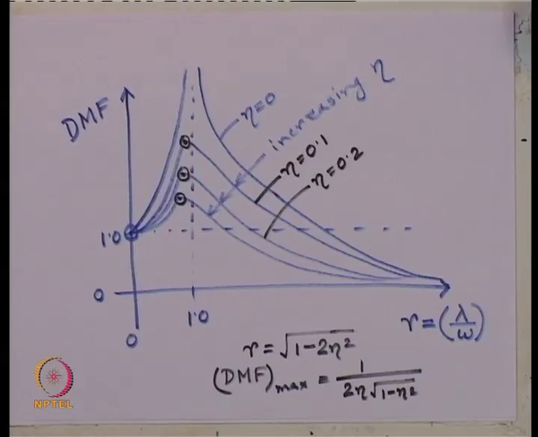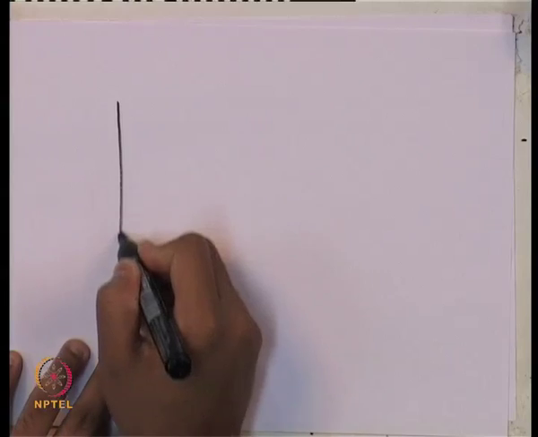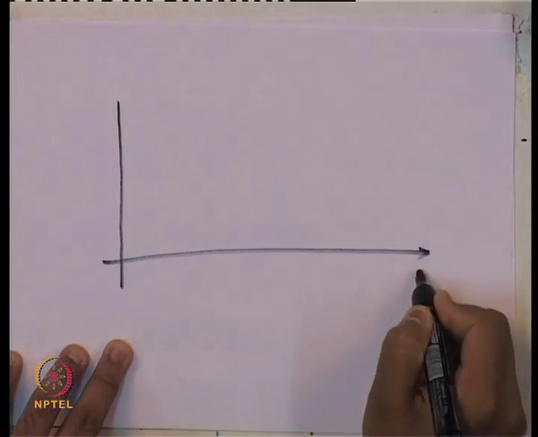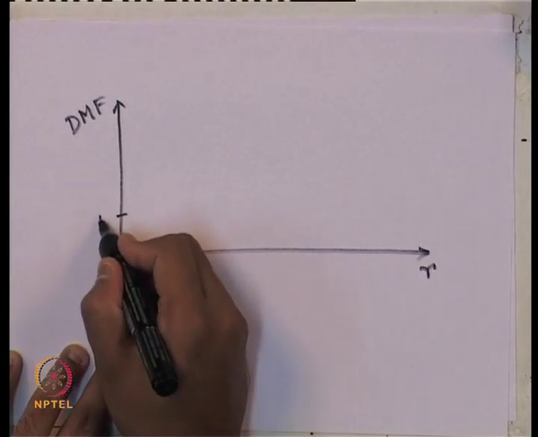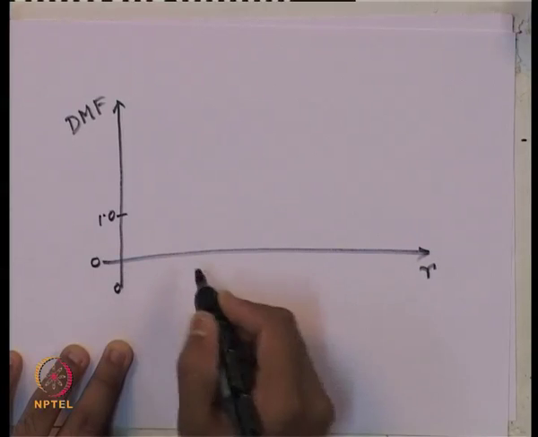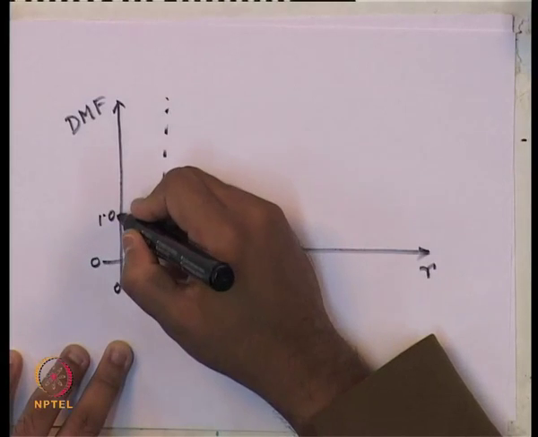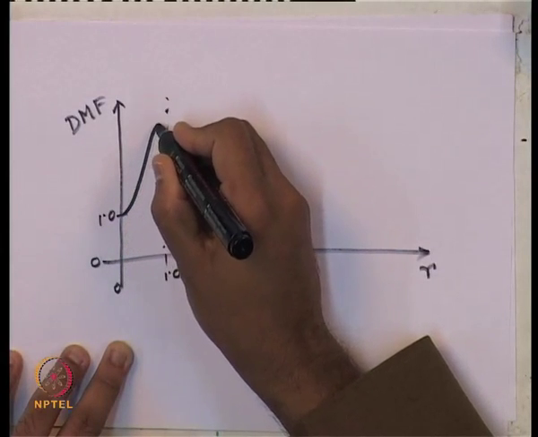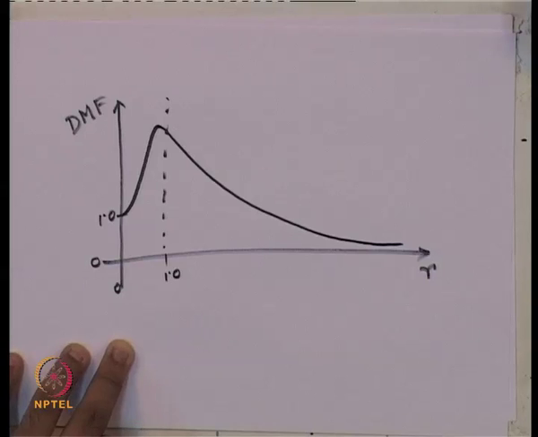Now, with this, if I want to plot for any damped case the DMF with respect to r, simply I can plot it like this: it starts from 1, it attains a peak here, then comes back and then approaches 0 as r tends to infinity.